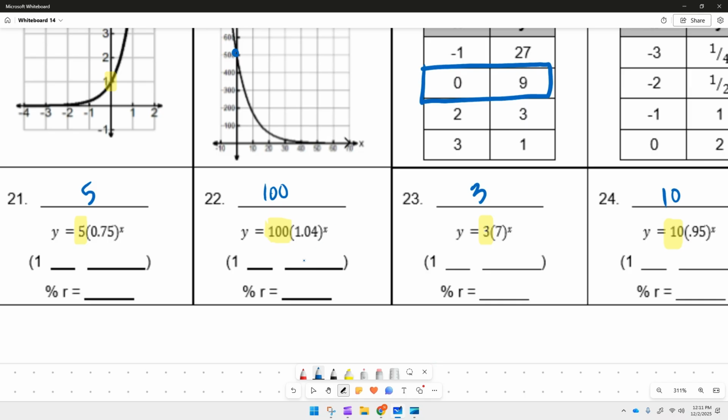If there is no value in front, and it's just say something like y equals 3 to the x, that a value is 1. If there's no number in front of the 3 with the exponent. No, because you're multiplying your coefficient. If x is 0, that 3 would become 1, because anything to the 0 power is 1. Okay? Yes. No, that's 1 times 3.